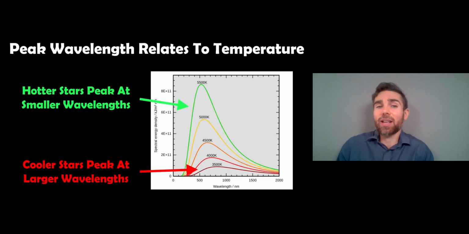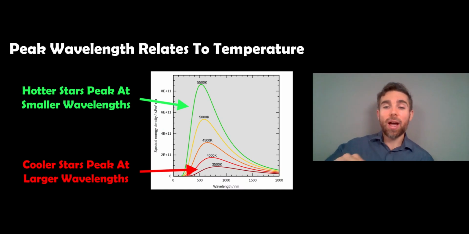So now that we've got that, we can see that the peak wavelength is going to relate to the temperature. So we can see where that actual plot is peaking, where the maximum amount of energy is as a function of the wavelength, the hotter it is more over towards the left.